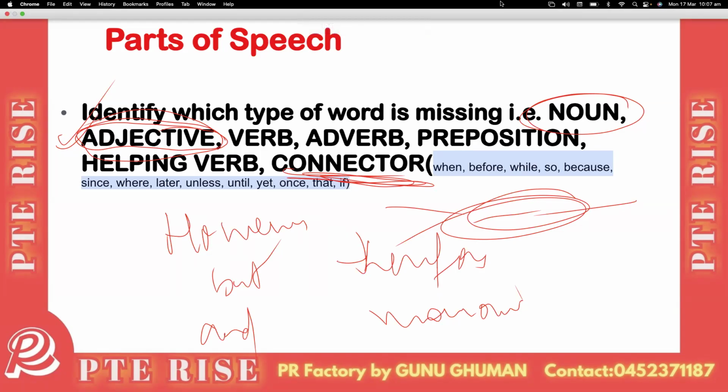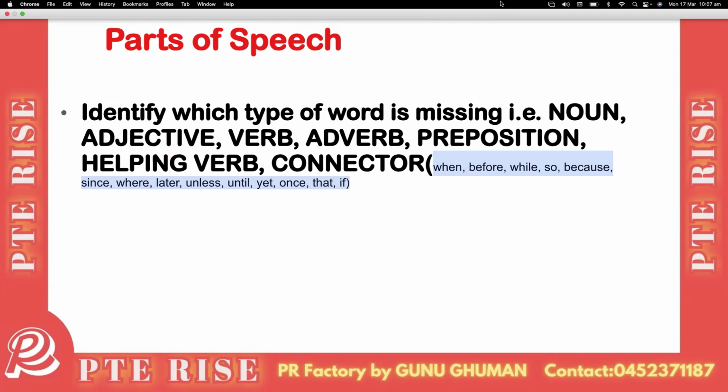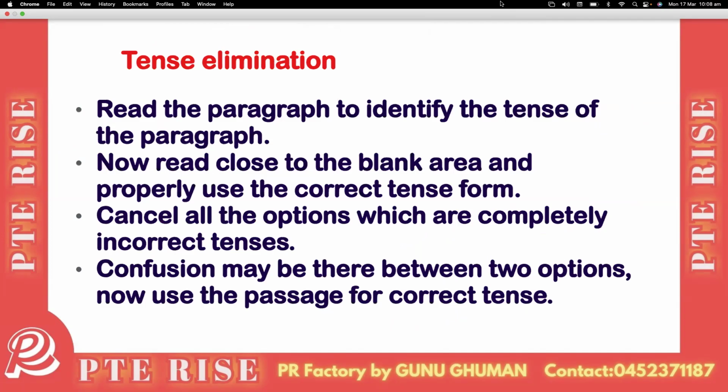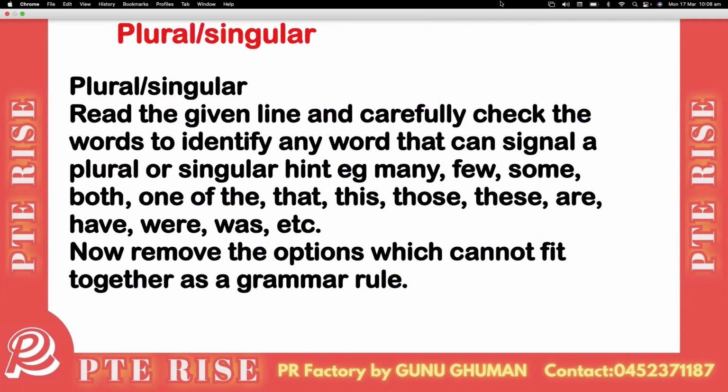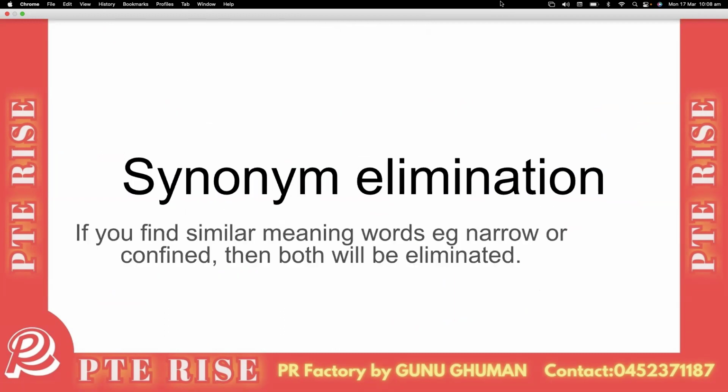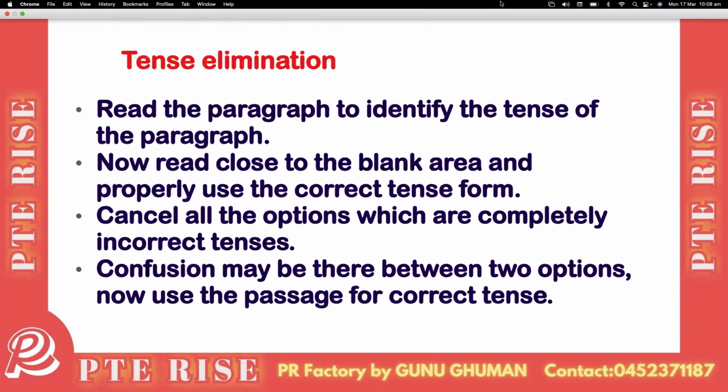Okay. Connectors have a lot of rules to understand. So I'm going to give you a few rules while we are in the exercise. I'm not going to teach you connectors straight away. Once we see a question to solve, I will teach you why this answer is there, why this is not there. Now we are going to talk about the elimination method, tense elimination, basically plural, singular. I'm going to teach you all of them together.